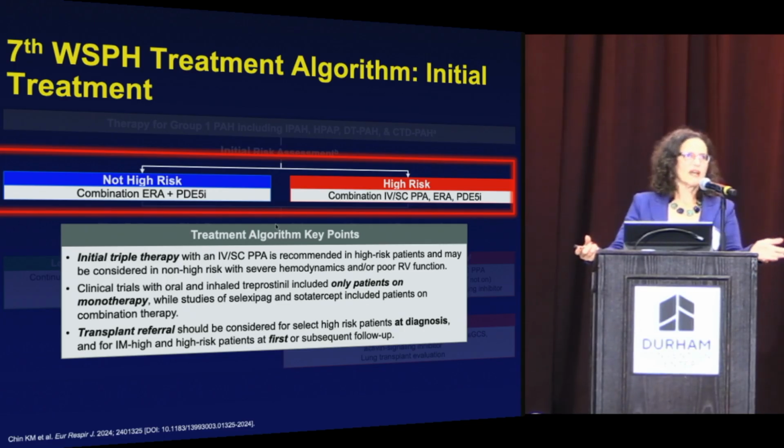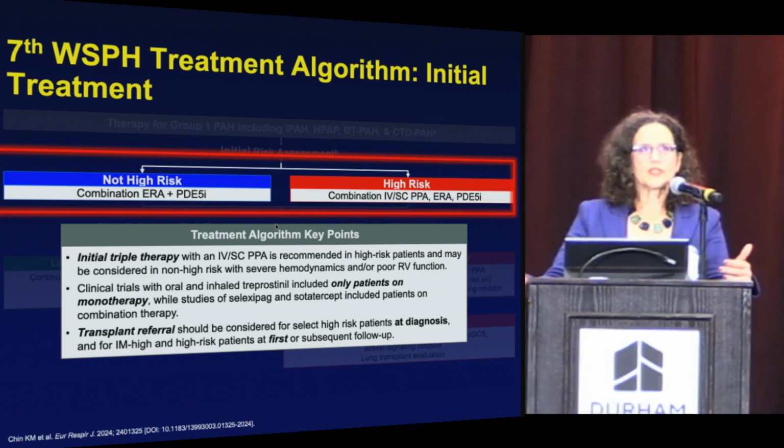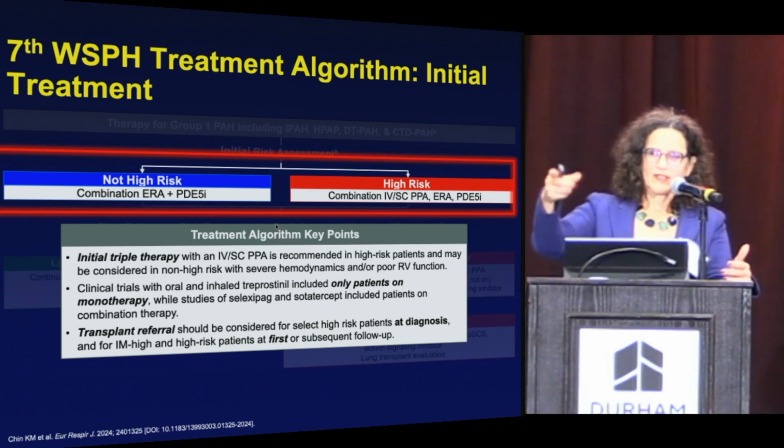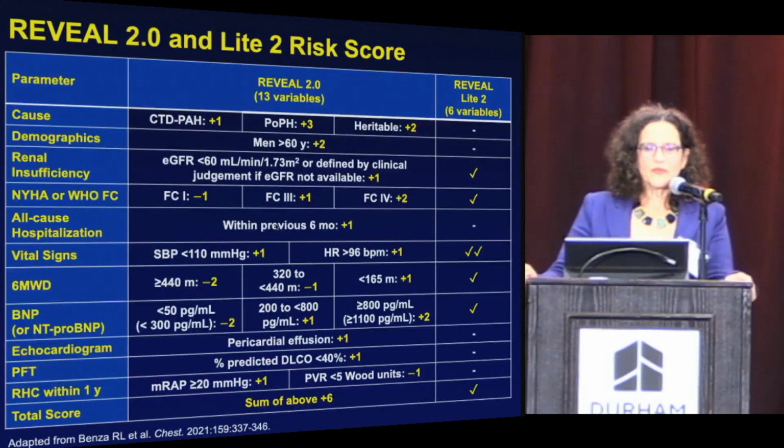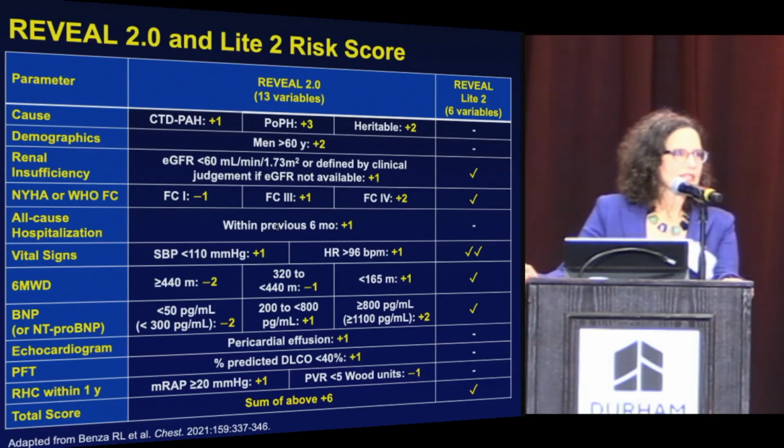So high risk, not high risk, with the little qualification that some people who are technically not high risk but have advanced hemodynamics or echo findings could be treated as high risk. And that's the orange people plot that Sudar showed you. So how do we assess risk? Well, there are lots of ways.